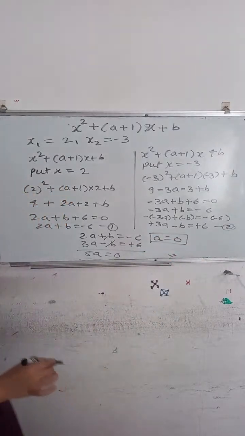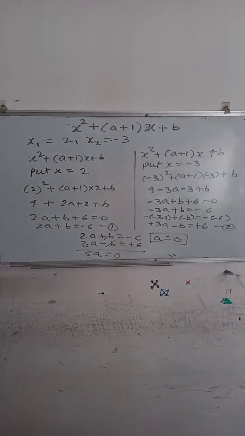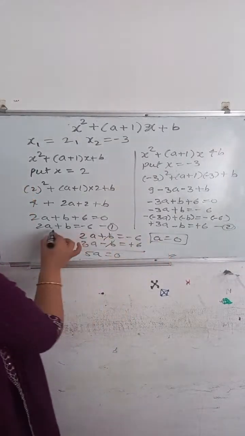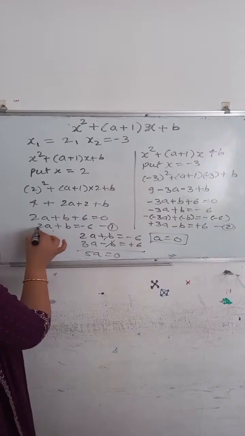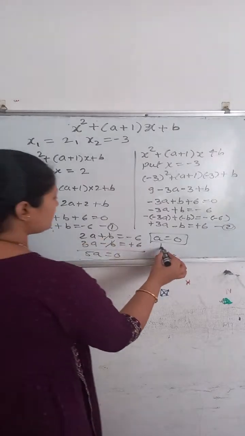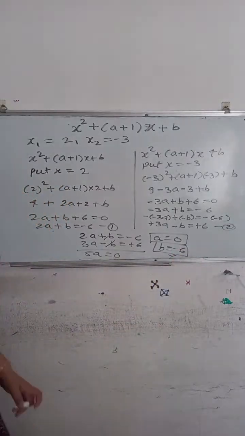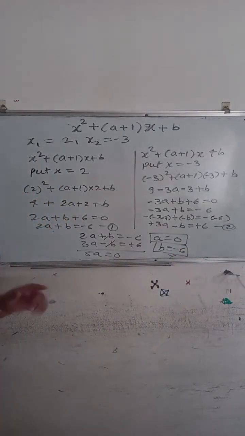Now, you can put the value of a in either 1 or 2. So I will substitute a in 1. So 2 into 0 is 0. So b is equal to what? -6. Okay. Actually this is a 3 mark question, but they ask here for an MCQ.